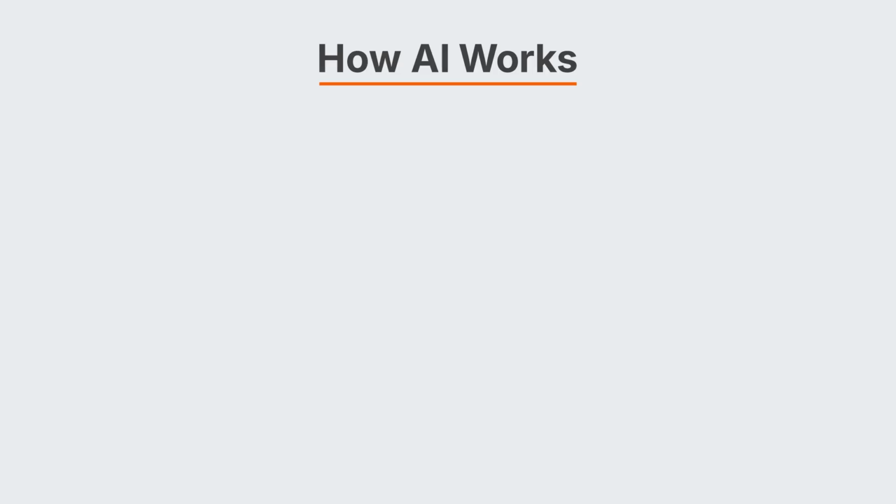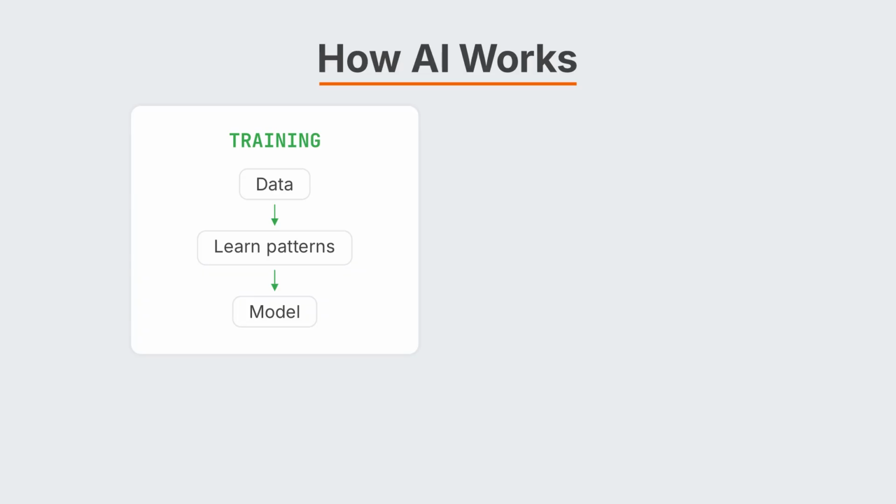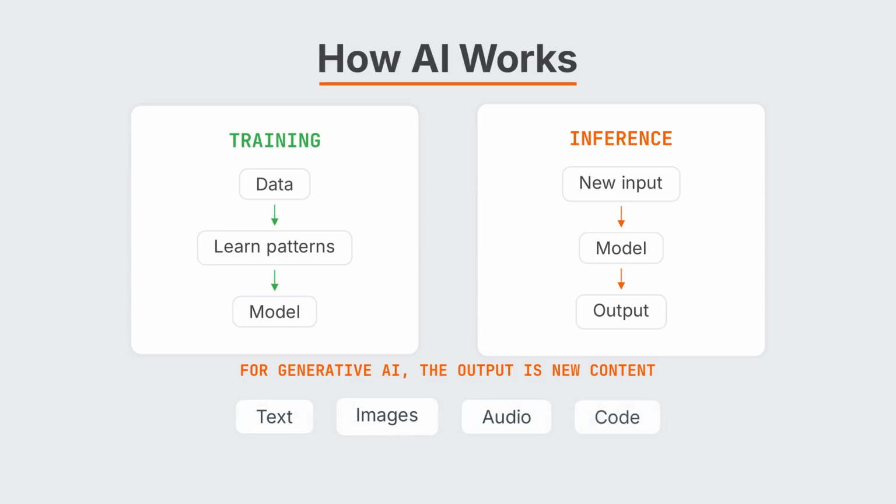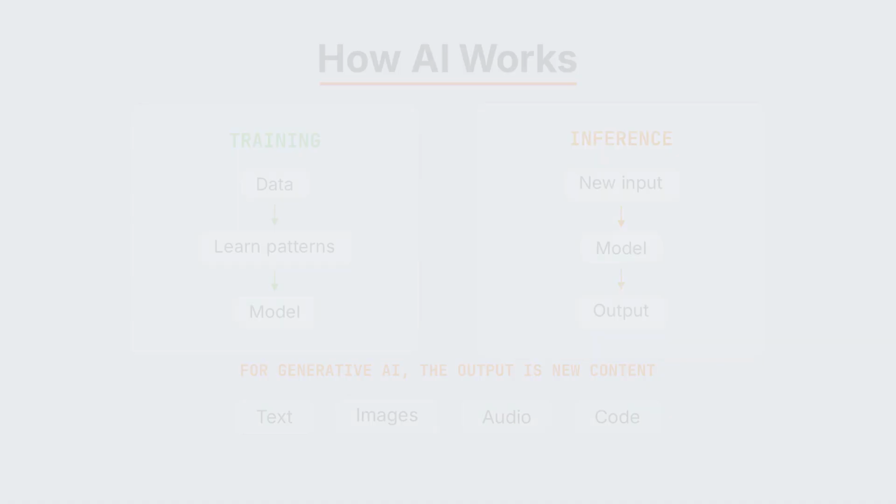At a high level, most AI works in two phases. First, training, where data goes in, and the model learns patterns from it. Then inference, where new input arrives and the model produces an output. For generative AI, that output is new content. Text, images, audio, or code.